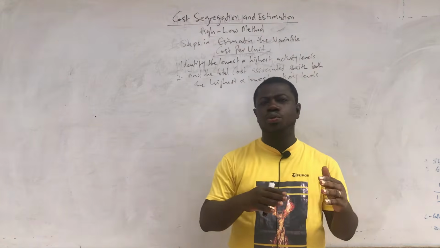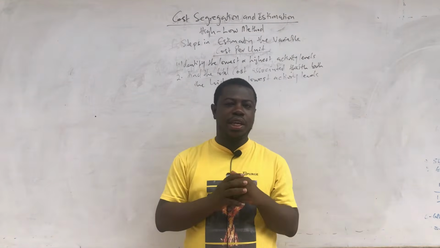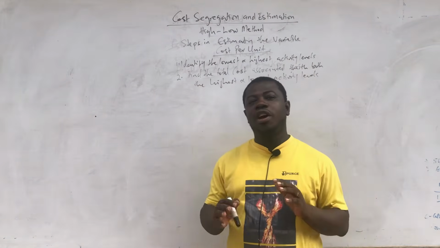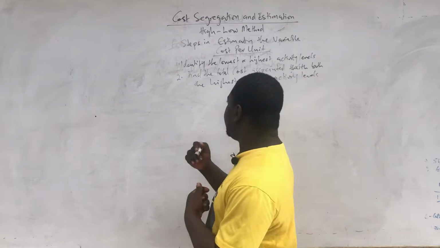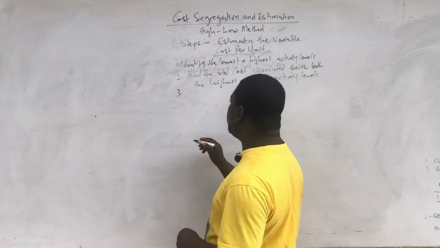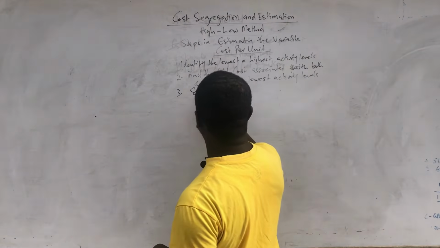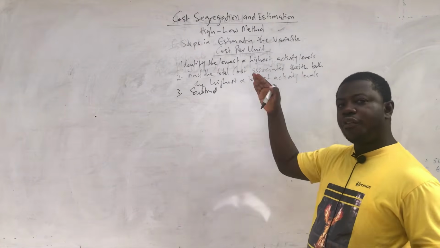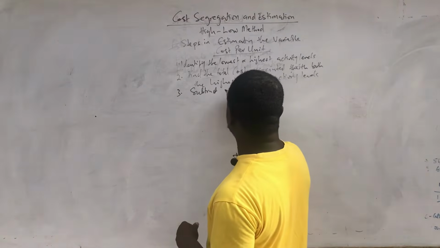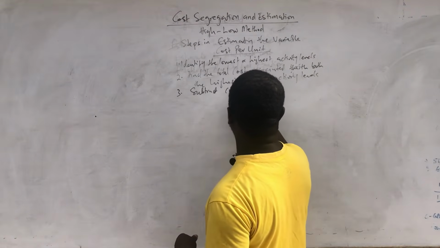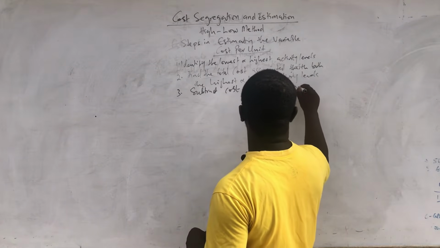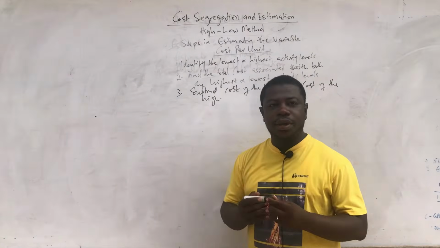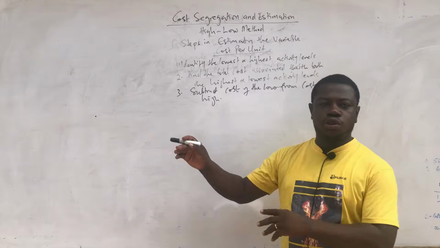And then the next step is to match the activity level to the associated cost, which will be given to you in the question most of the time. Once you have identified these two, what we do is subtract the cost of the lowest activity level from the cost of the highest activity level. So subtract the cost of the low from the cost of the high. That is the next step.